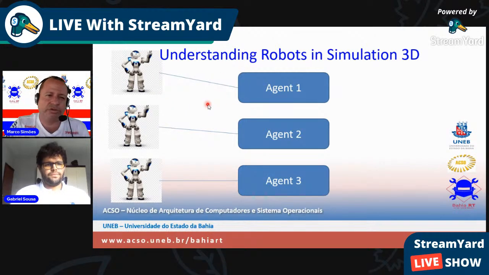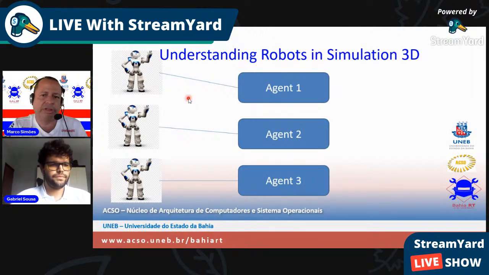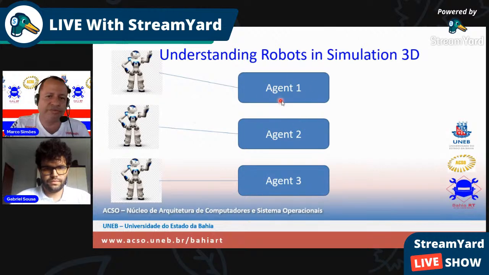So we don't need to manage the hardware related issues. We don't even need to have hardware to work with this robot. We only work with the software agent that controls the simulated robot. That's the main idea.